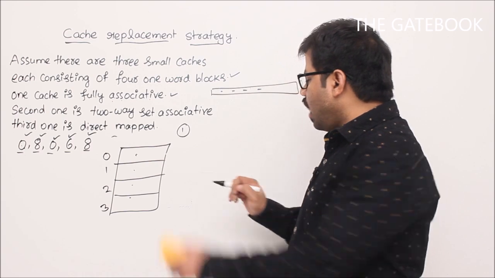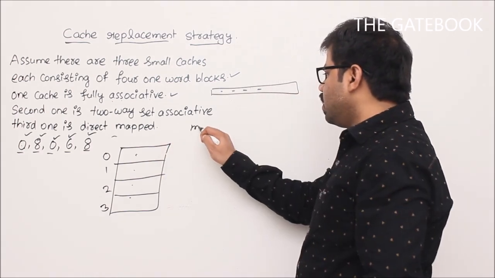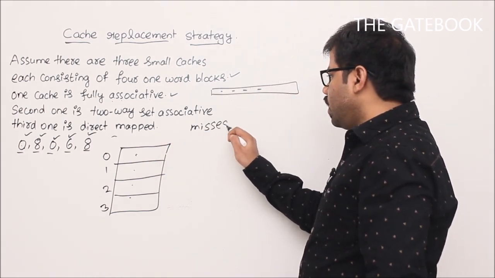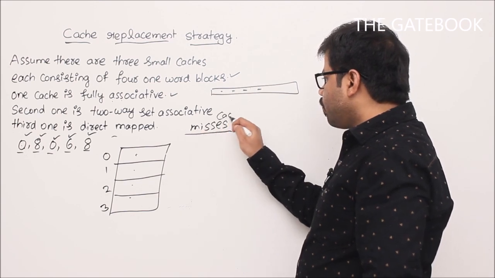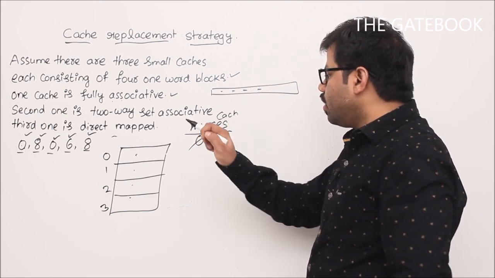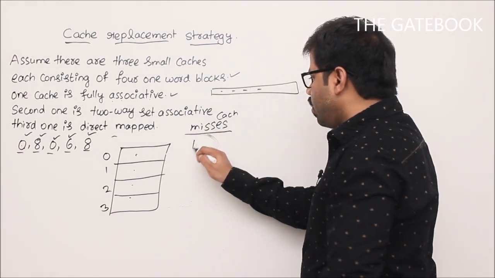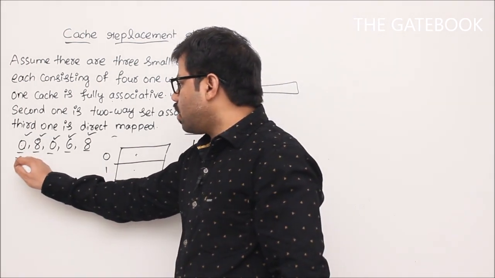cache miss, right? I am also counting the number of cache misses. In the fully associative model, the number of cache misses is: first miss for 0, correct? 1. Let me count it. 1. Let me put a star here. That means cache miss.